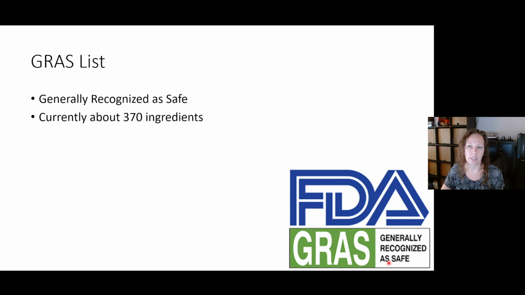So another important thing that came about with FDA and the regulation of additives is the GRAS list. And GRAS stands for Generally Recognized as Safe. This list currently is about 370 ingredients that are additives that are considered safe at the levels currently used.